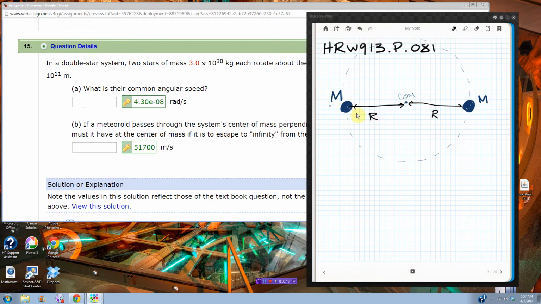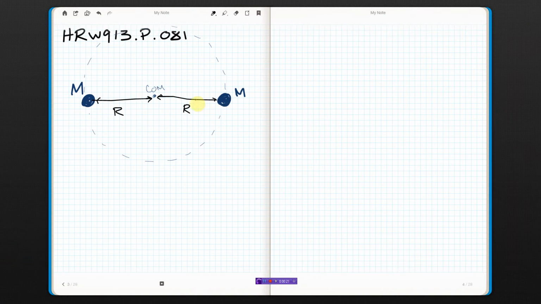Okay, so I've drawn a picture of this. We've got our two masses. They're both a distance r from the center of mass. And they're doing this. So what is their common angular speed?